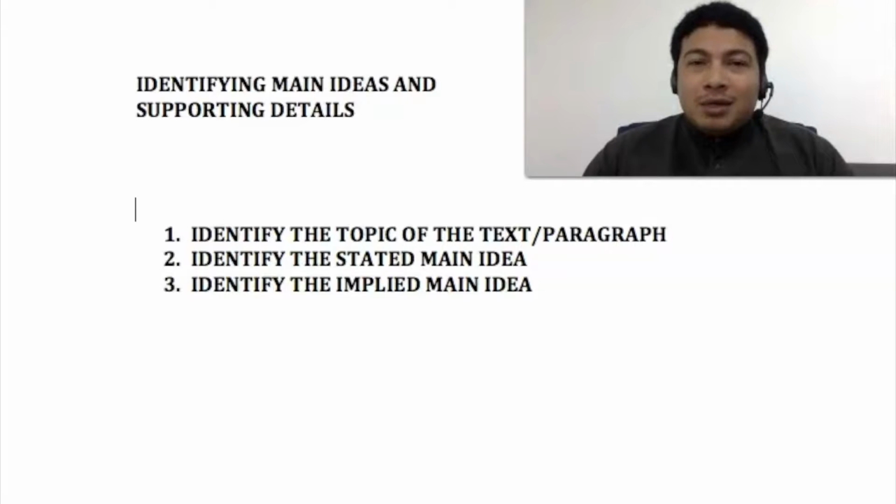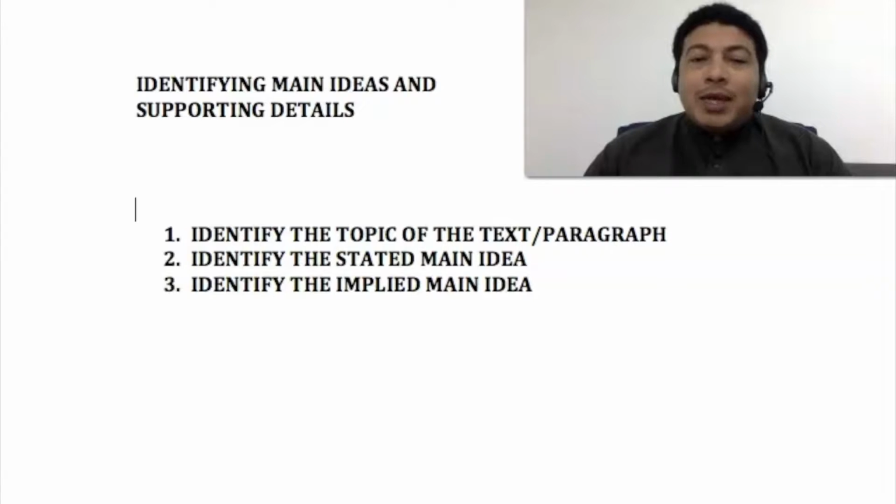There are three things that we need to take note of when we are identifying main ideas in a paragraph or in a reading text. The first thing that we need to do is we need to identify the topic of the text or the topic of the paragraph. This is quite easy because normally a reading text or an article will have a topic, the heading. So that is the topic.